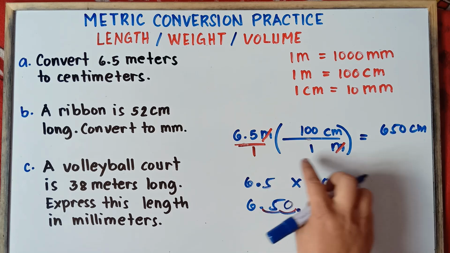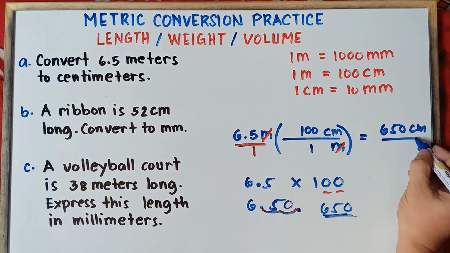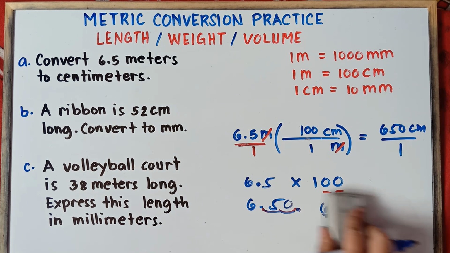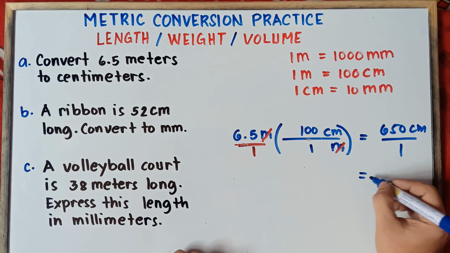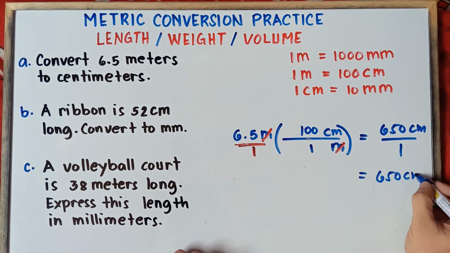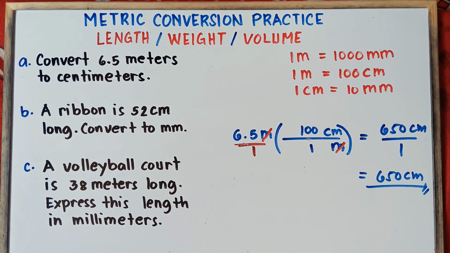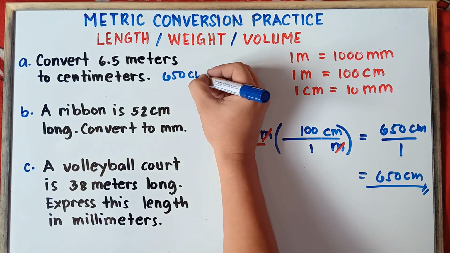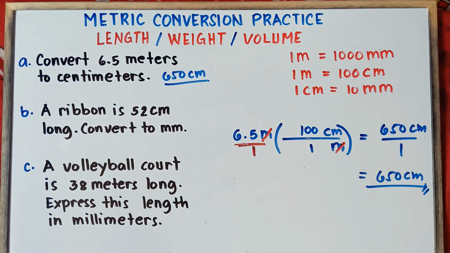Then multiply the denominator. 1 times 1 is 1. And then 650 centimeters divided by 1, the answer is 650 centimeters. That's it, class. That's the answer for letter A: 650 centimeters. Easy as that. That's it for letter A.